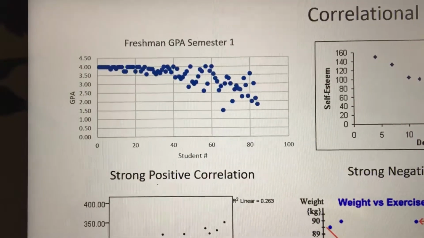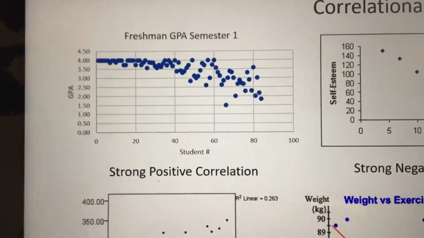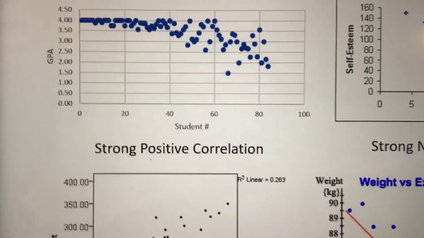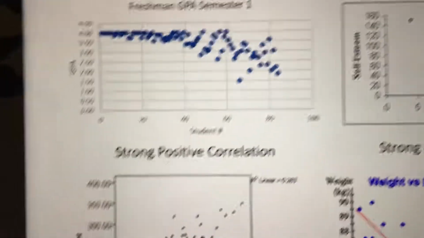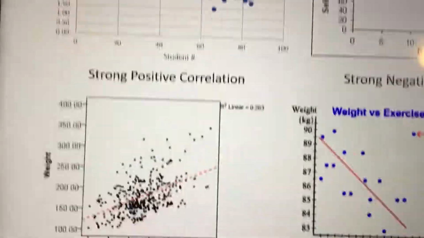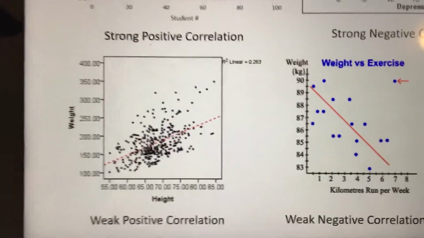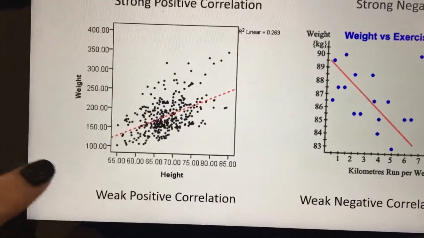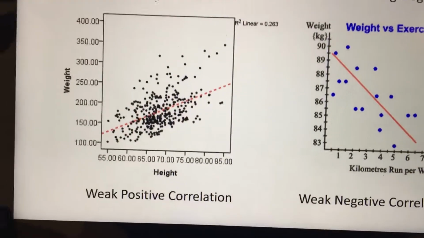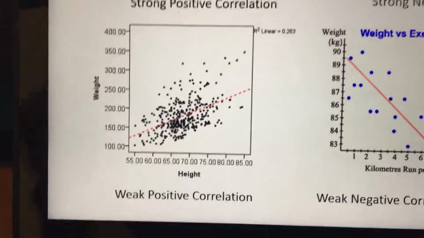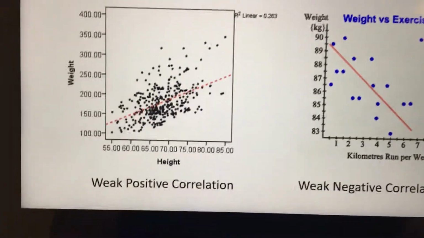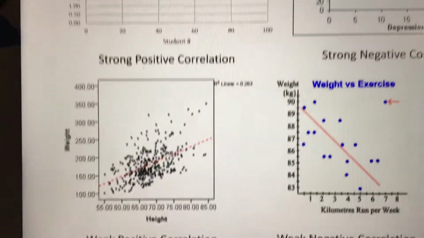And so this is actually a really strong positive correlation because the higher the rank is, the higher their freshman GPA is, which makes sense. So that's a strong positive correlation, and this one's a weaker positive correlation because you can see as height increases, weight generally increases as well, not all the time, and the dots are a little bit more spread out. It's not quite as dense, which is why it's a weak positive correlation.